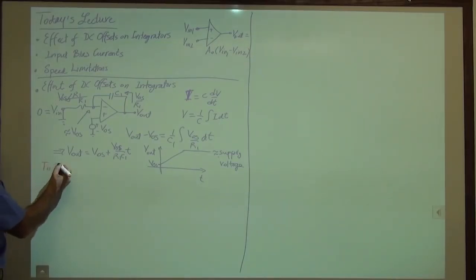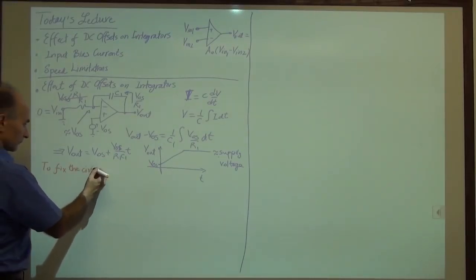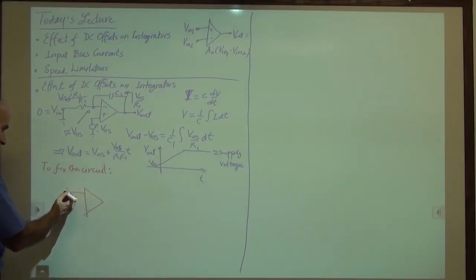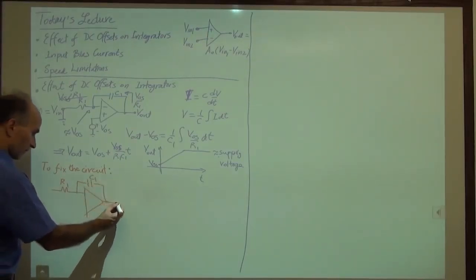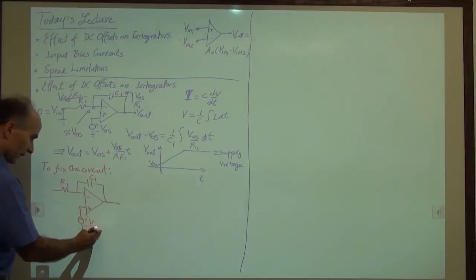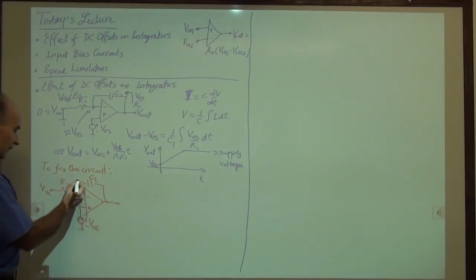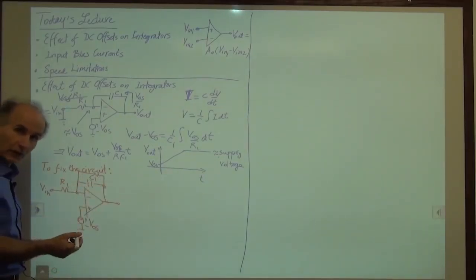So to fix the circuit, we take the integrator as before, R1, C1, and of course there's an offset here. I can draw that offset as well. We know that there's an offset in the op-amp all the time. And this is our input. And what we do is we add a resistor in parallel with C1. So let's call that R2.